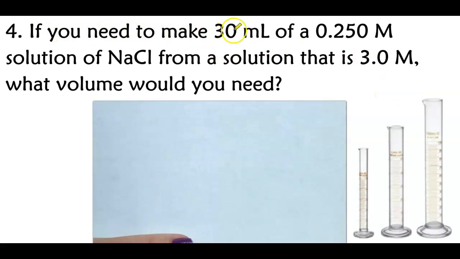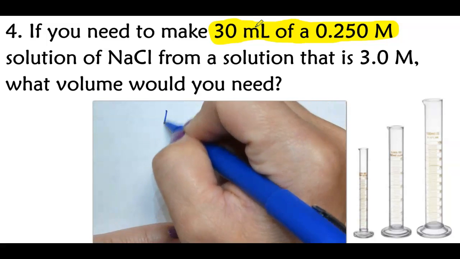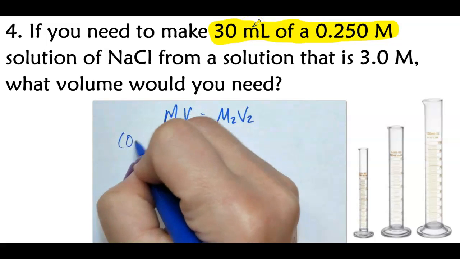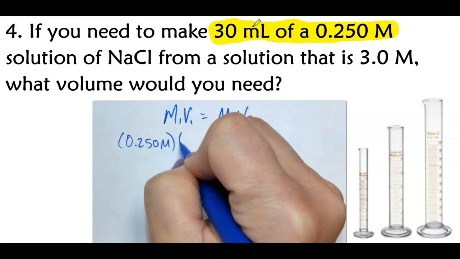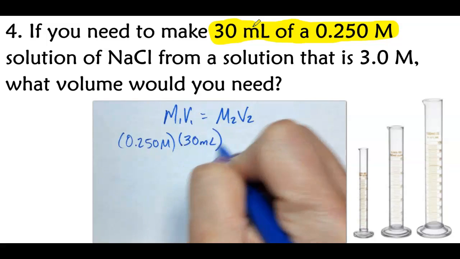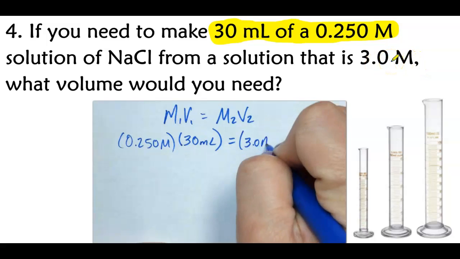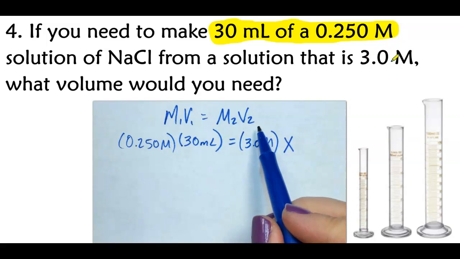If you need to make 30 milliliters of a 0.250 molar solution of NaCl from a solution that is 3.0 molar, what volume would you need? So first, the 30 milliliters goes with the 0.25 molar. So those are going to be my M1 and my V1. So we'll say 0.250 molar times 30 milliliters equals, as I read the rest of the question, here's the other molarity, so that's M2. And that means I must be solving for V2.